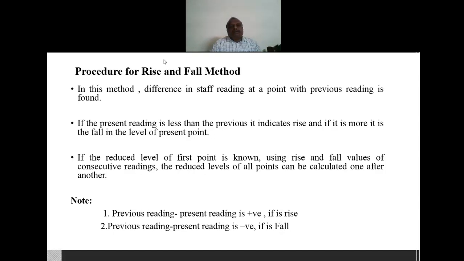Here, these points should be kept in mind. Previous reading minus present reading, if it is positive, it is a rise. Previous reading minus present reading, if it is negative, it is a fall.